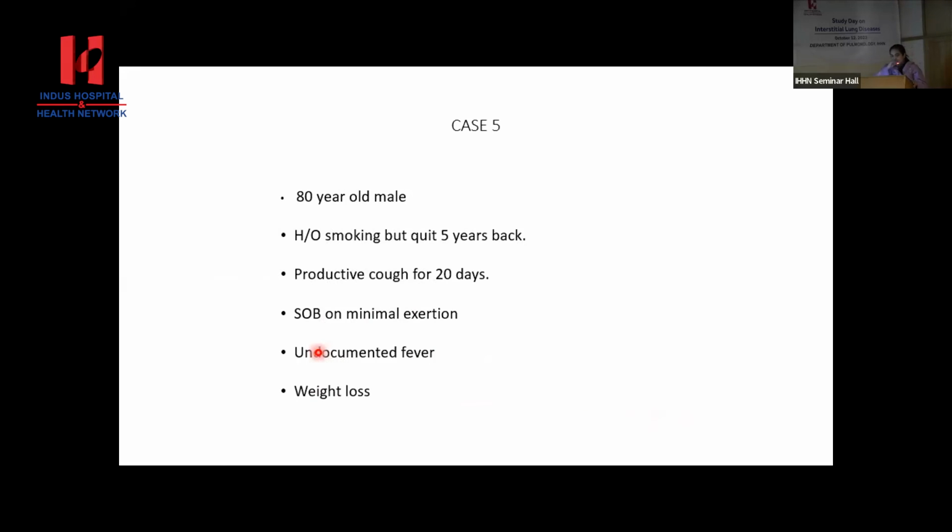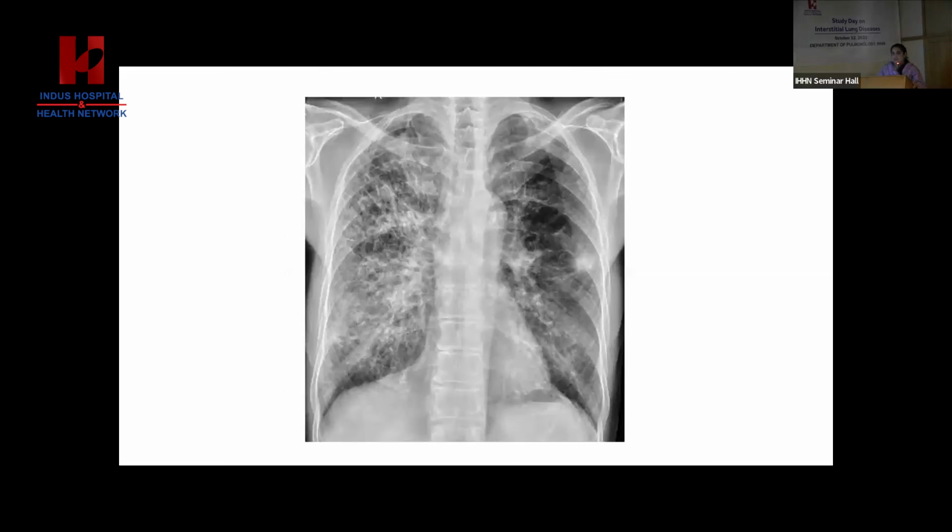Then this is a case of an 80-year-old male who had a history of smoking but quit 5 years back, productive cough for 20 days, shortness of breath on minimal exertion, weight loss, and undocumented fever. This is the X-ray. So it's pretty bad. Can one of my residents please just describe it?